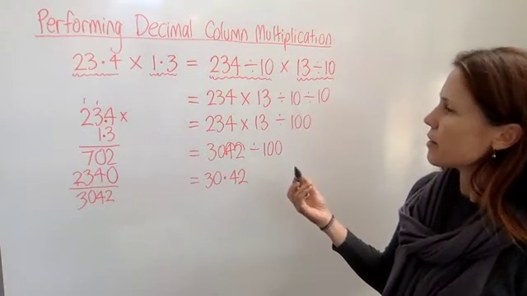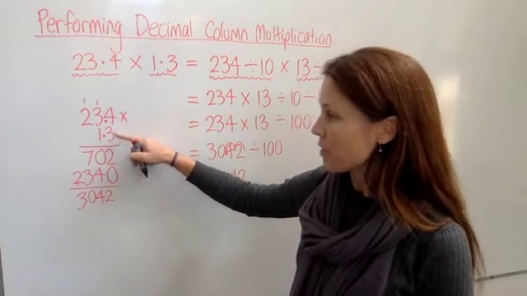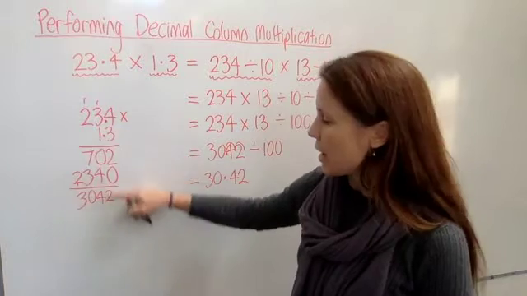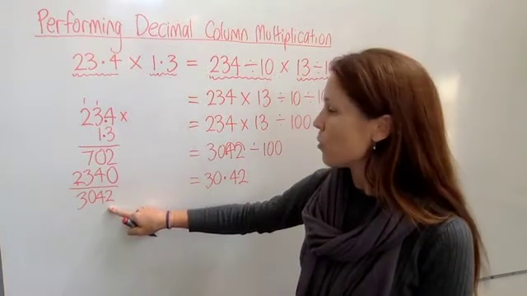Well, the quick way is to say you can work out 234 by 13, ignore the decimals in your question, and get your answer 3,042, but it's what you need to do with it at the end that's important.